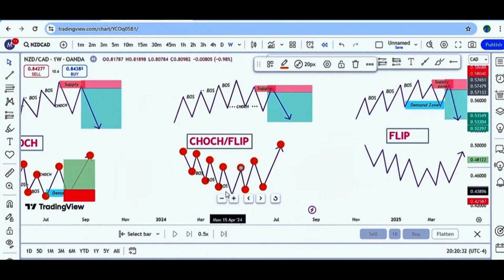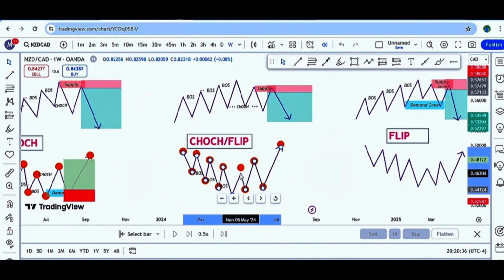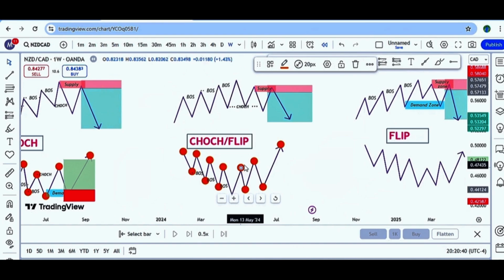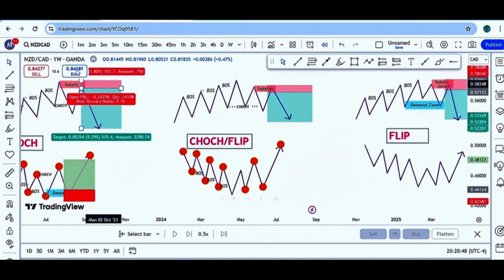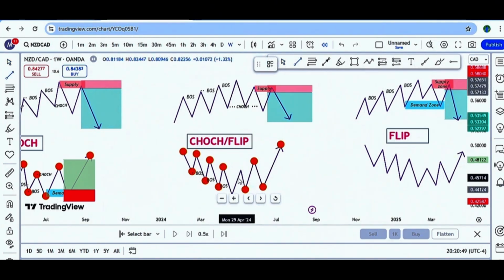And we have what? The market comes back to the demand zone here, but wasn't able to break the high here. It comes back, wasn't able to take the low, and what? Change of character to the upside.